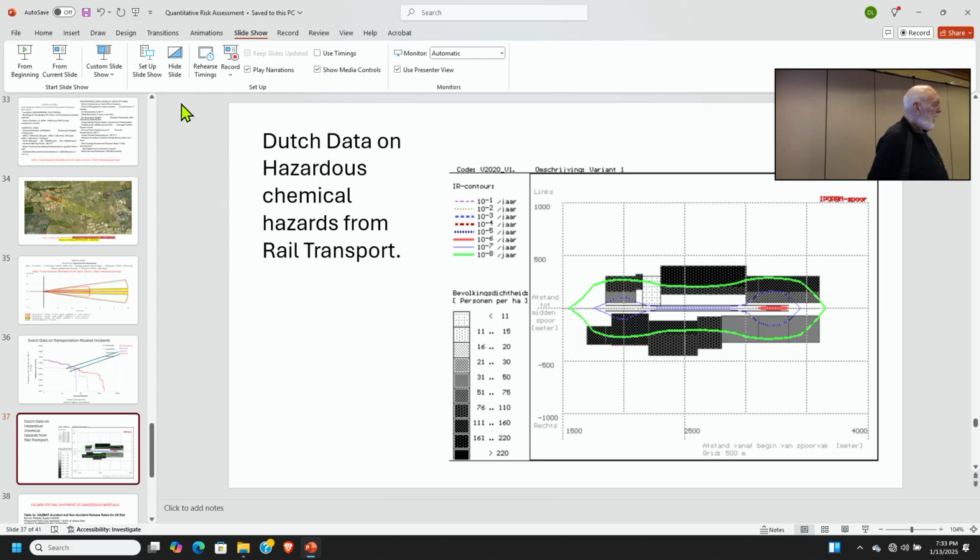When you talk about things like East Palestine, that was the chemical incident we had, what, 2 years ago? The Dutch data on hazardous chemicals from rail transport, they're not shy about listing fatalities. The area inside the green zone, you're pretty well cooked if there's a hazardous material incident in that area. So you've got some choices.